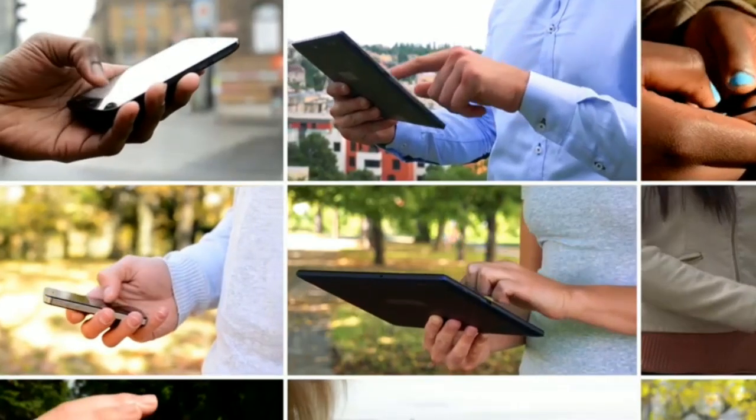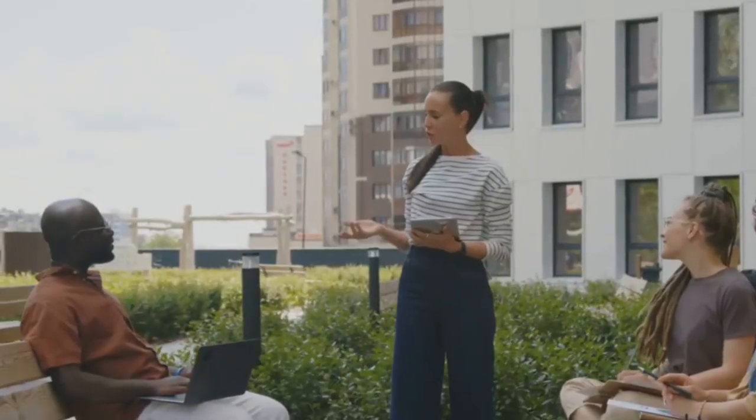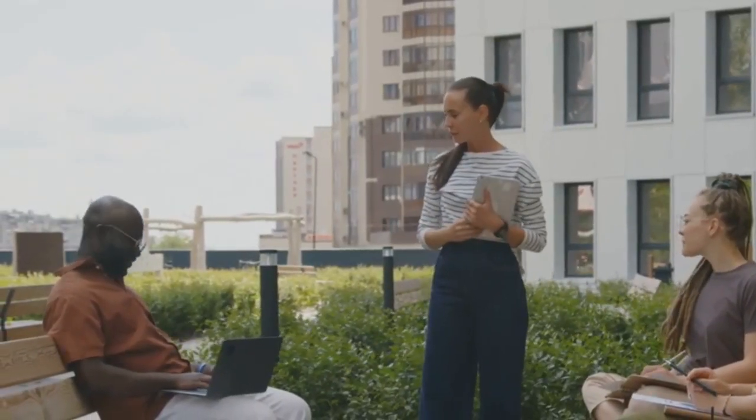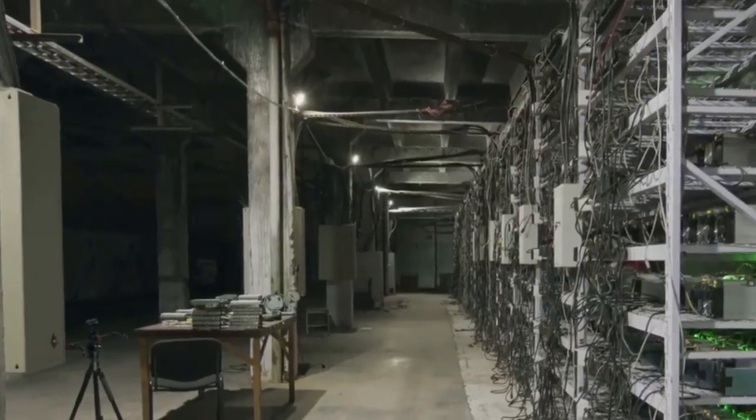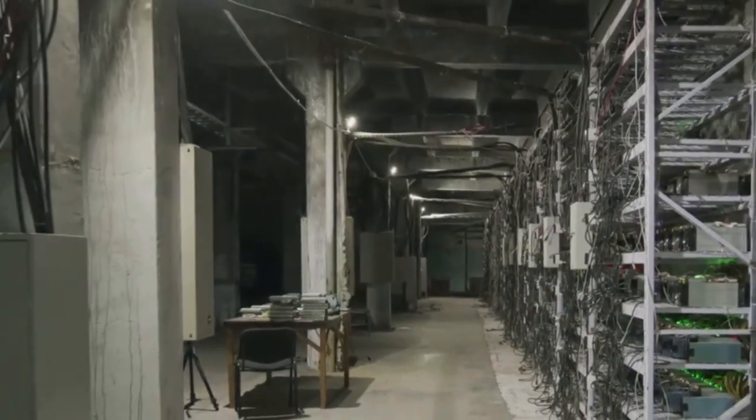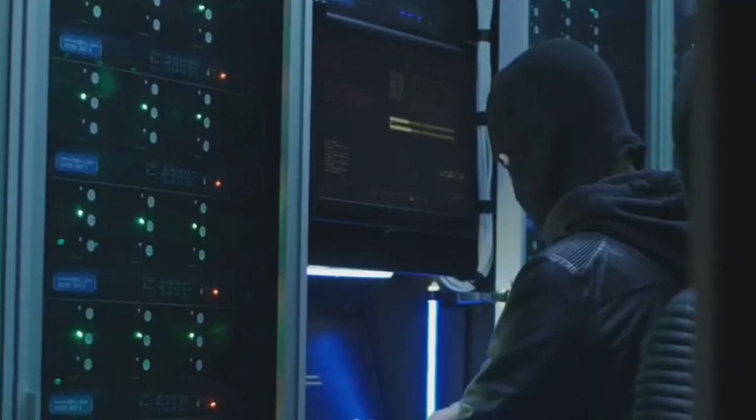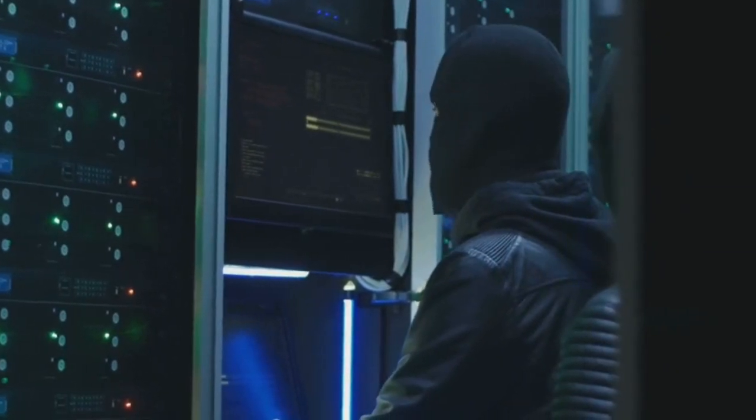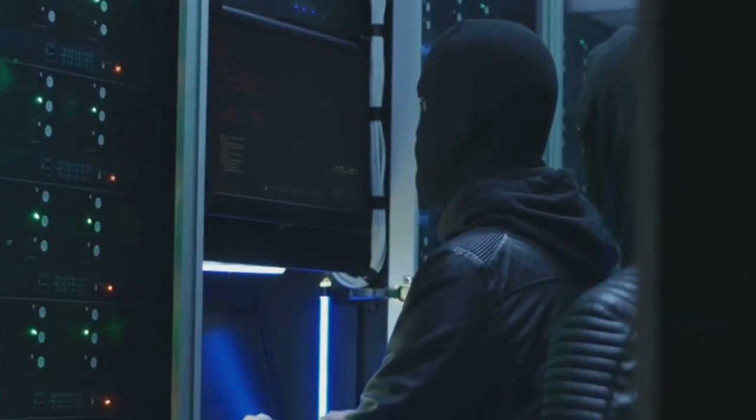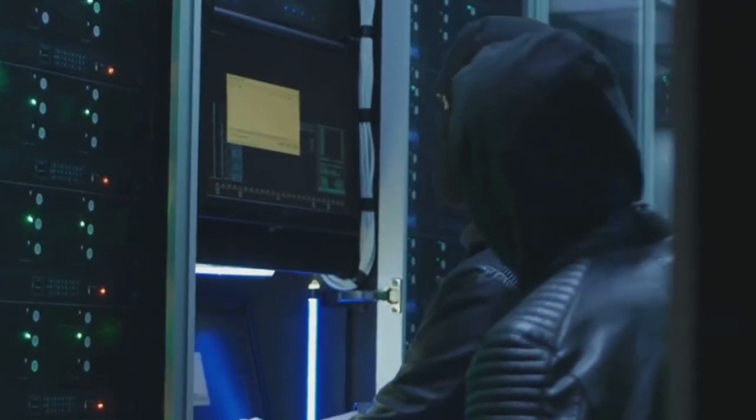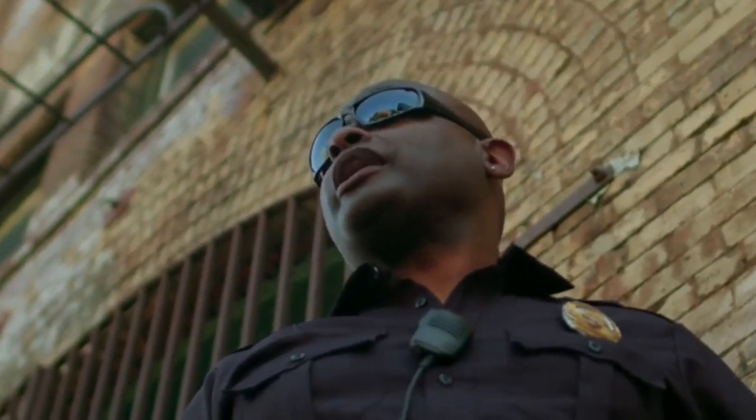But not all nodes are created equal. There are several types, each with its own role. Let's start with full nodes. These bad boys store the entire blockchain history from the very first block to the latest. They verify every transaction and block against network rules, making them crucial for the network's integrity and security. Think of them as the ultimate guardians of the blockchain. For instance, Bitcoin and Ethereum full nodes store all past transactions.